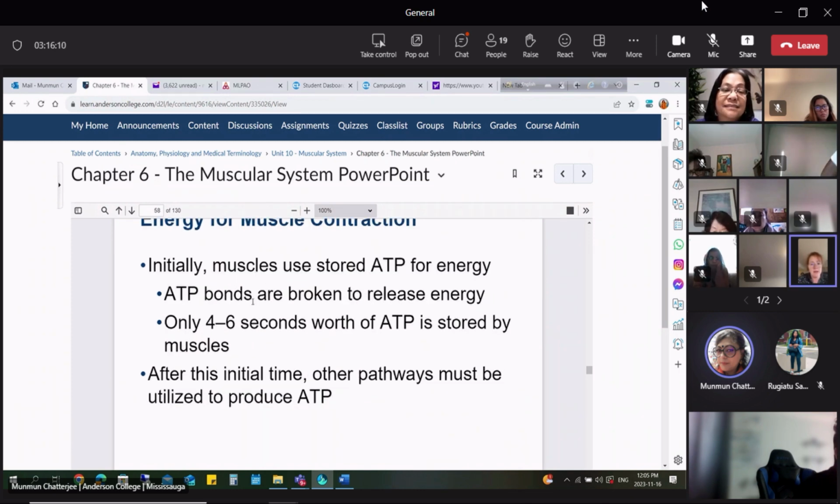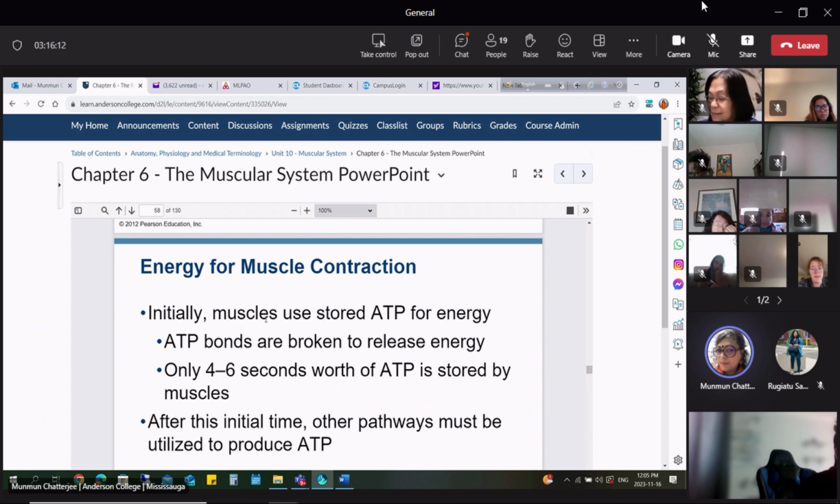ATP is needed for muscle function, because ATP gives the energy for doing the muscle contraction or the muscle movement. So ATP is stored for energy. ATP bonds are broken to release energy, and that's all. It doesn't need anything. Only ATP is the main source of muscle contraction or muscle function. Okay, that's the main thing.